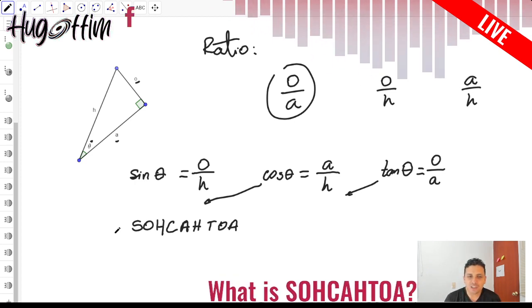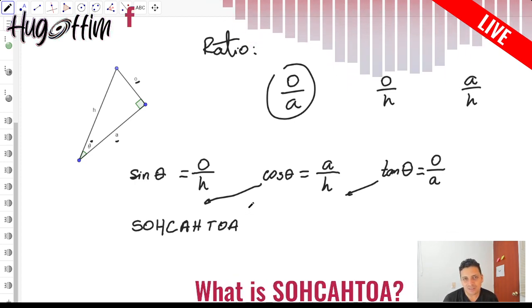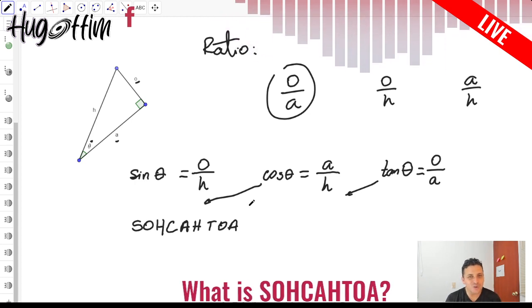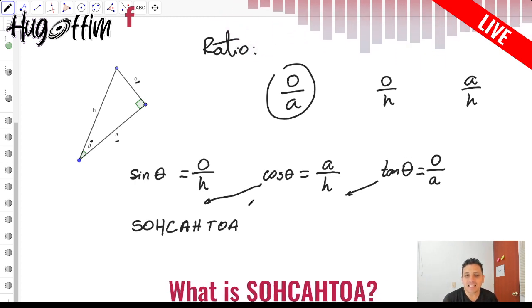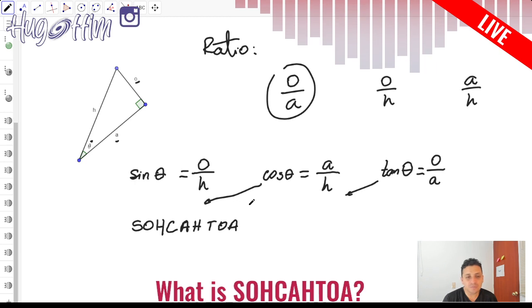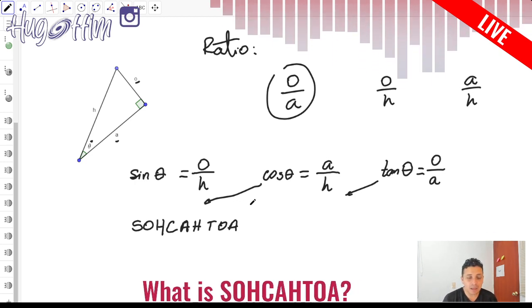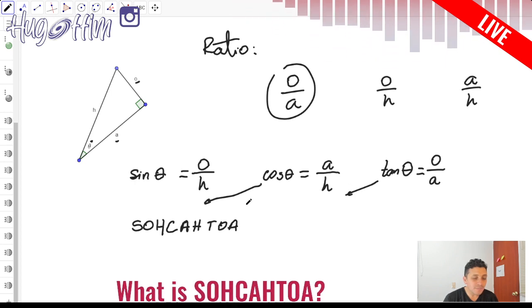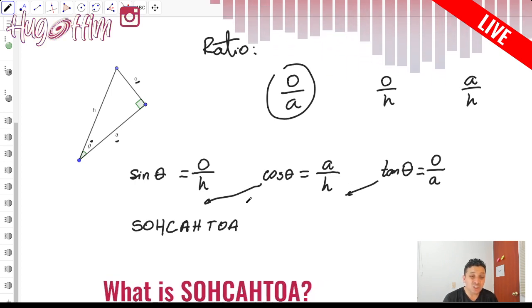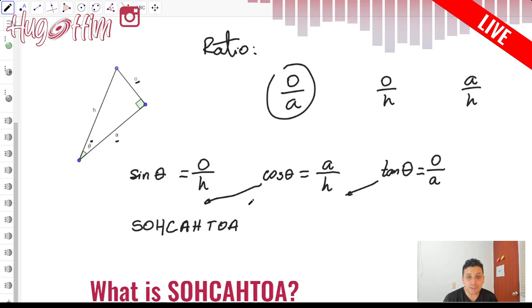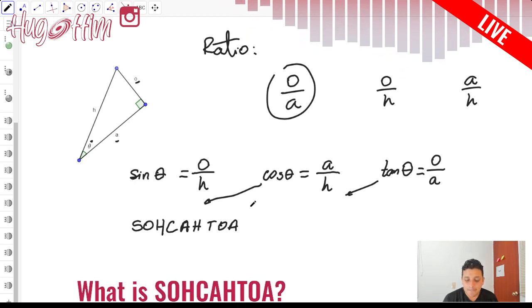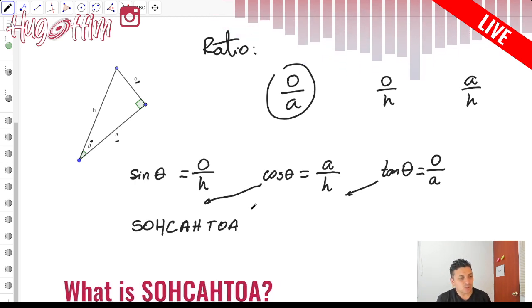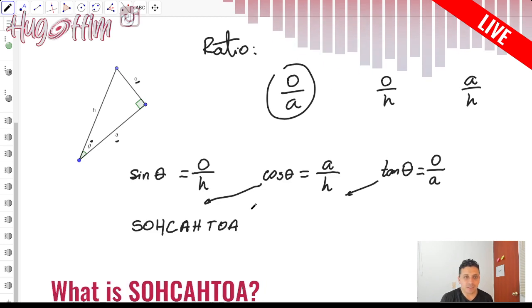It's called SOHCAHTOA. So using SOHCAHTOA, you can remember that sine is opposite over hypotenuse, cosine is adjacent over hypotenuse, and tangent is opposite over adjacent. So this is how you can calculate trigonometric ratios, and this is something that is going to help you to find out different values.